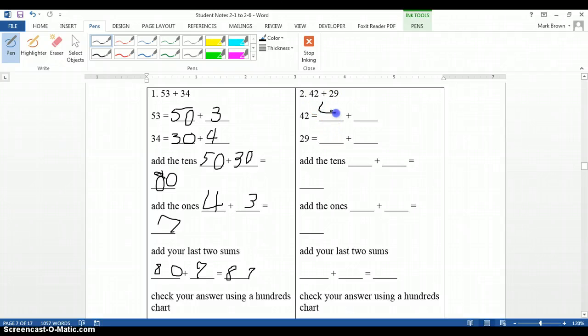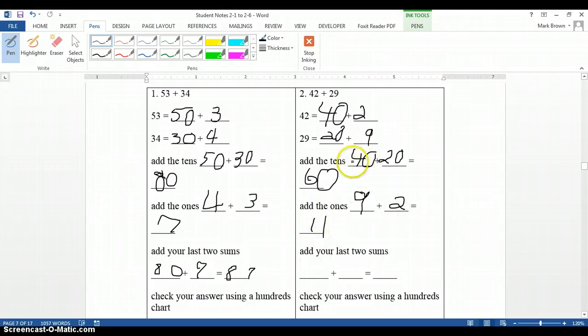42 is going to be broken down into 40 plus 2 and 20 plus 9. Now, I'll add the tens. 40 plus 20 equals 60. I add the ones. 9 plus 2 equals 11. Now I can take and add these up. My last two sums, 60 plus 11. Well, I know 6 tens plus another 10 is 70, and 1 plus 0 ones is 71.